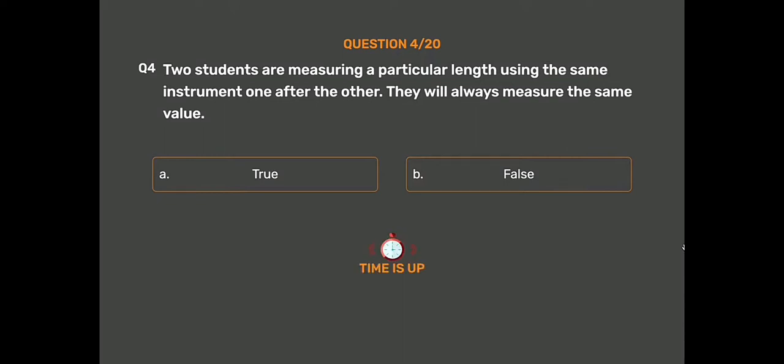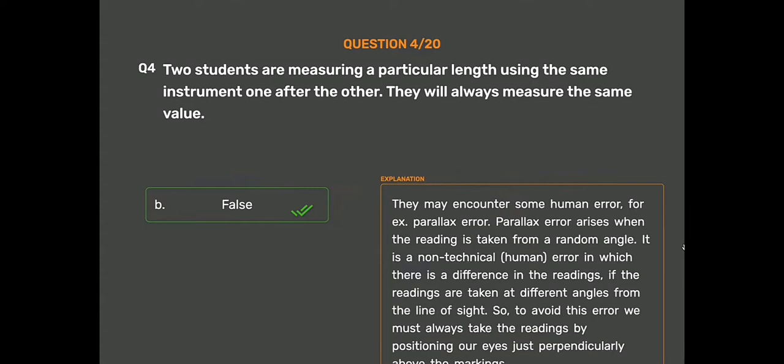The correct answer is option B. False. They may encounter some human error, for example parallax error. Parallax error arises when the reading is taken from a random angle. It is a non-technical, human error in which there is a difference in the readings if the readings are taken at different angles from the line of sight. So, to avoid this error, we must always take the readings by positioning our eyes just perpendicularly above the markings.